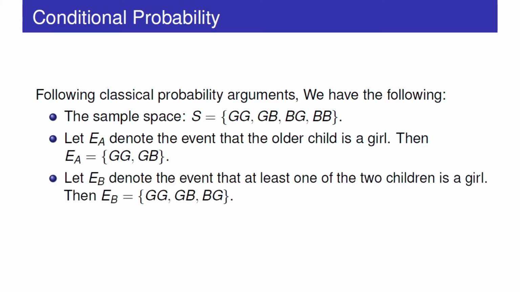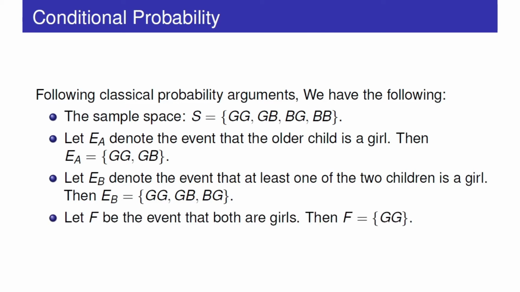Let EB denote the event that at least one of the 2 children is a girl. Then EB is a set consisting of GG, GB, and BG. Finally, let F be the event that both are girls. So in this case, F is the set consisting of only one outcome, GG, meaning they are both girls. After defining all these events, we can use the formal definition of conditional probability to solve these problems.